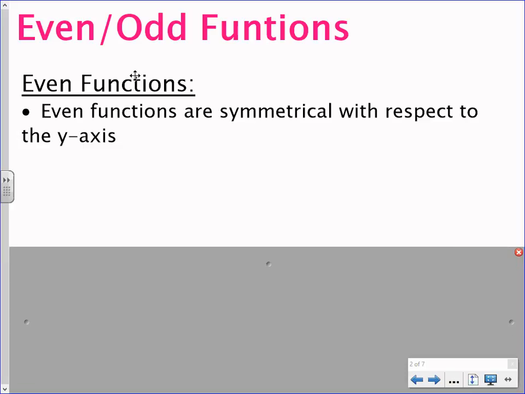An even function is symmetrical with respect to the y-axis. An even function has symmetry with respect to the y-axis. Definition. That's all it is.